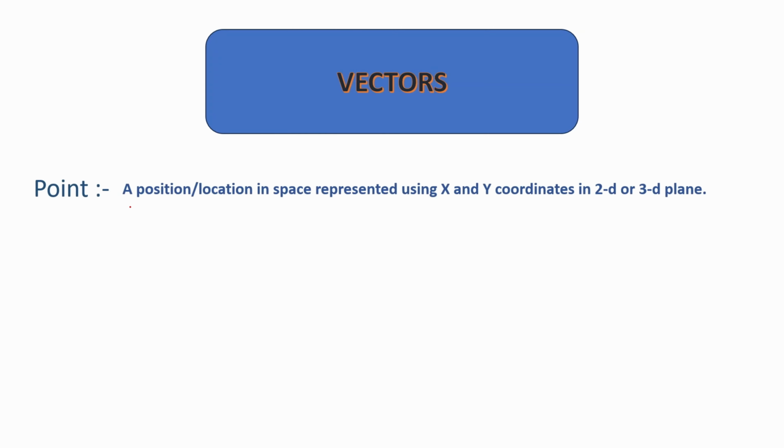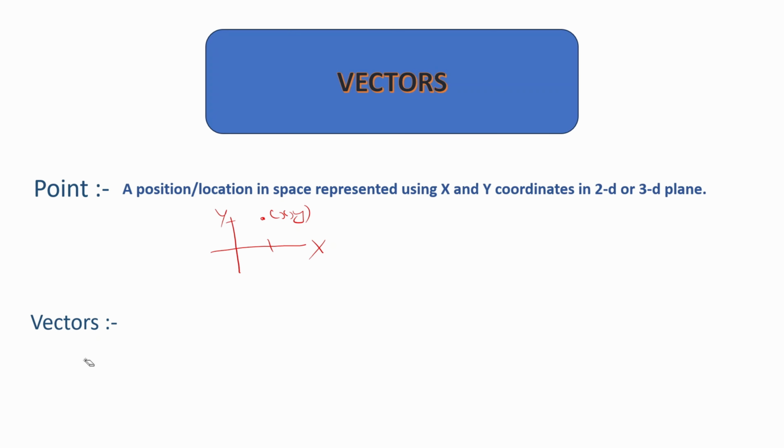But before we start talking about vectors, let's see what a point is. A point is a location or a position in space represented using x and y coordinates in a 3D or a 2D plane. Let's consider a 2D plane. We have x axis and we have y axis. So a point would look something like this, and we can represent it using x coordinates and y coordinates.